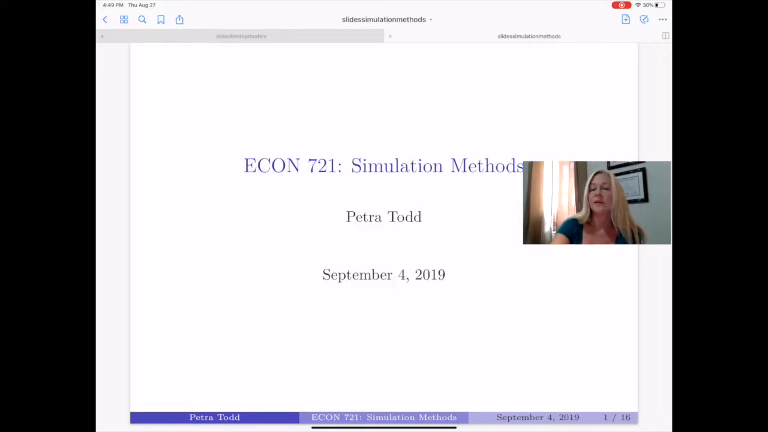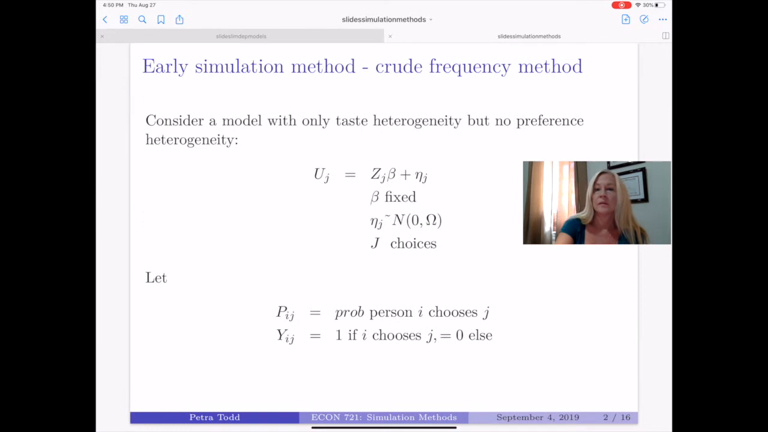Okay, in this video, we're going to look at simulation methods. Remember, in some of the methods we looked at, like the multinomial probit, for example, there were a lot of integrals that needed to be solved, and usually we have to solve these things by simulation methods. So first I'll just start off with describing one of the first simulation methods considered.